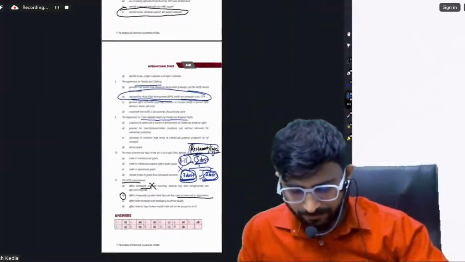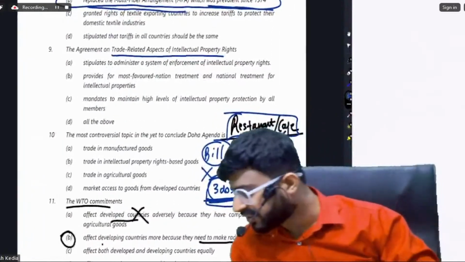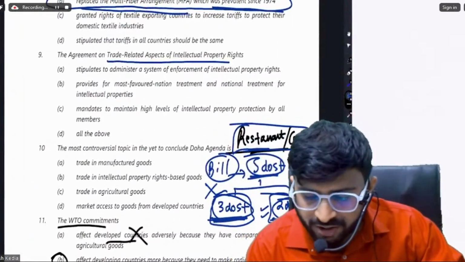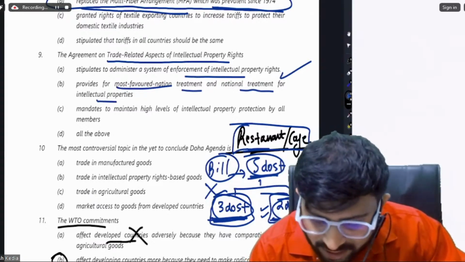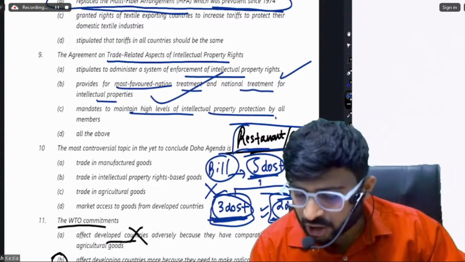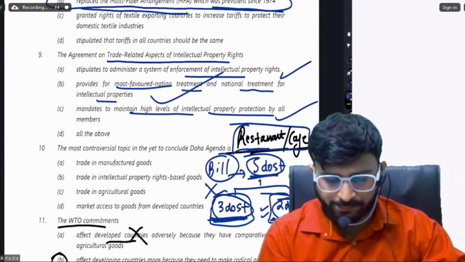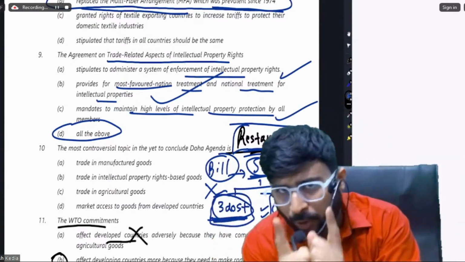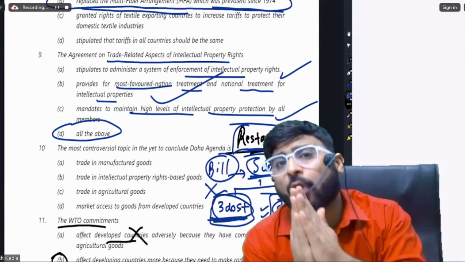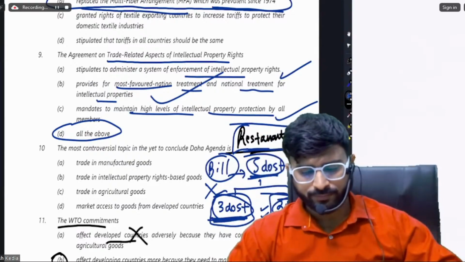Sir, we understand. So what does it say? Stipulates to administer enforcement of intellectual property, provides for most favored nation treatment and national treatment. Yes, high level of intellectual protection by all members. So everybody will seek to ensure that the intellectual properties of all countries are not copied, but respected.